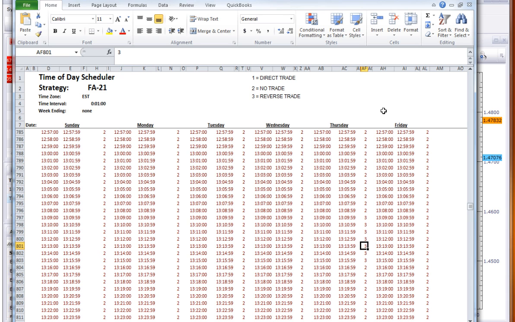What that means is when FA21 reads the scheduler, it's going to know which way to trade depending on the trends, and 1 means a direct trade or in line with the trend of the price movement. 2 means no trade. FA21 will not trade under any circumstances, and 3 means reverse trade, meaning if it's trending in one direction, it'll open up a trade in the opposite direction.